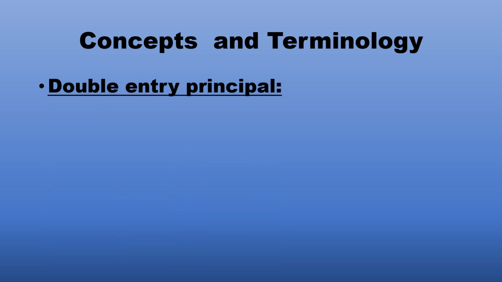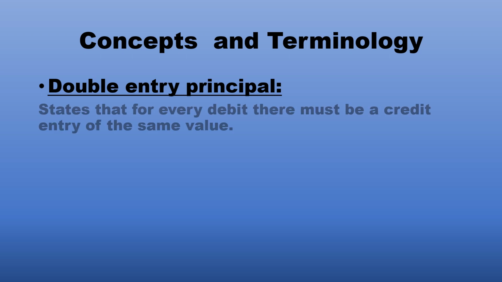So first of all, we need to learn about the double entry principle. The double entry principle states that for every debit there must be a credit entry of the same value. What does that mean? That means for every transaction. If you don't understand what transactions are, and the cash book and the accounting cycle, please refer back to our previous videos.